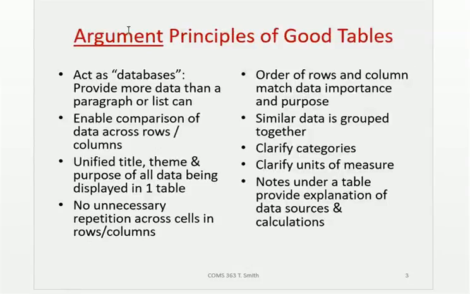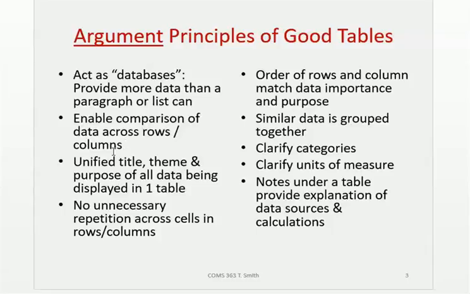First of all, principles of argument that create good tables. Good tables should be like databases. They provide more data than a paragraph or list can. And they're ways of indexing data in a way that a person can follow across the table columns, headings, and then scroll down from a heading across rows. So you're able to index and find specific data. And it enables comparison across rows and columns.